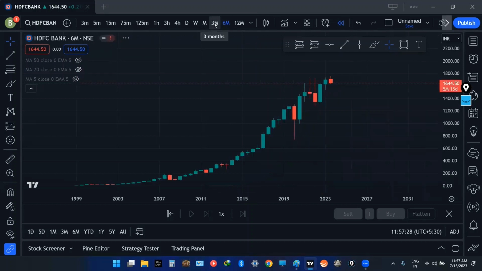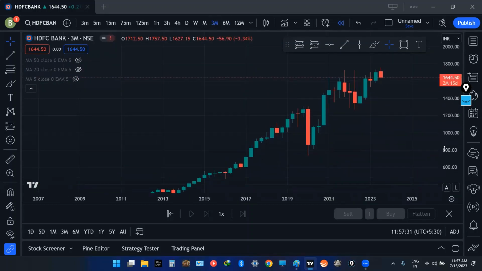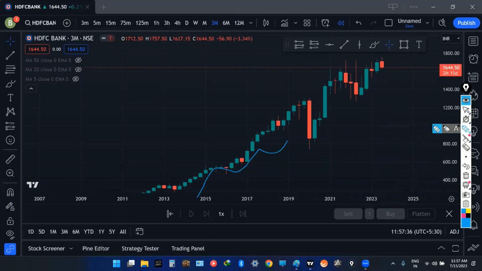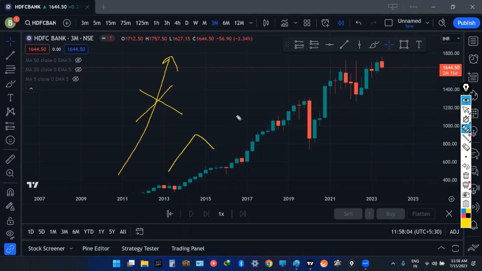If I go to quarterly, I will not go to yearly, I will go to quarterly. So each of these candles is a quarterly candle, a three-month candle. We can see from 2013 a good movement, a halt, again a movement, a halt, a movement and a halt. Halt means that dip. Then this was the COVID period, there was a dip, again a dip, and going like this. So when there is a rally, never invest in a rally.